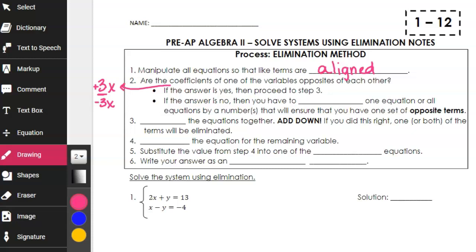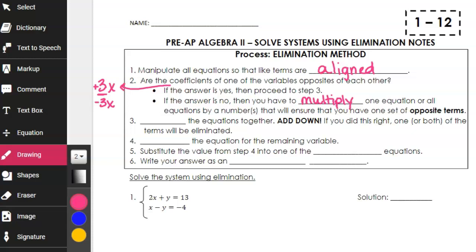If the answer is no, then you have to make those coefficients be opposites of each other. You have to multiply one equation or both equations by numbers that will ensure that you have one set of opposite terms. Remember, opposite terms mean that they have the same variable, same number, but opposite signs. Once you have that taken care of, you move on to step 3.